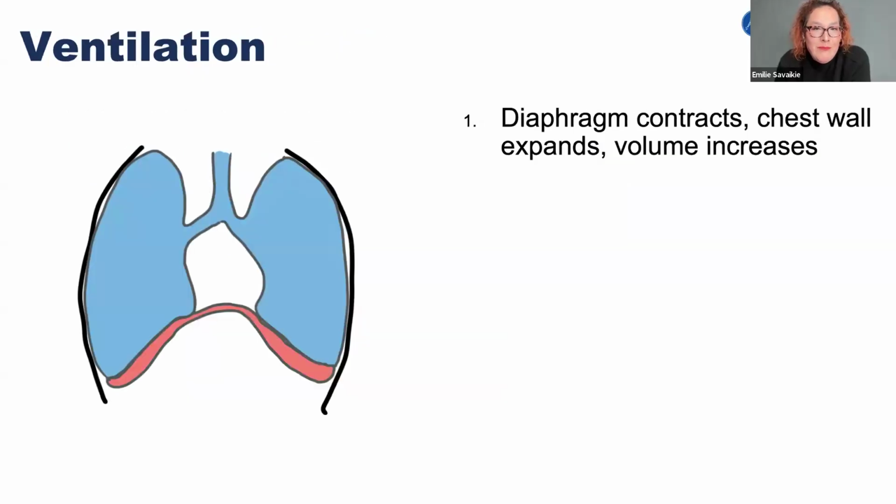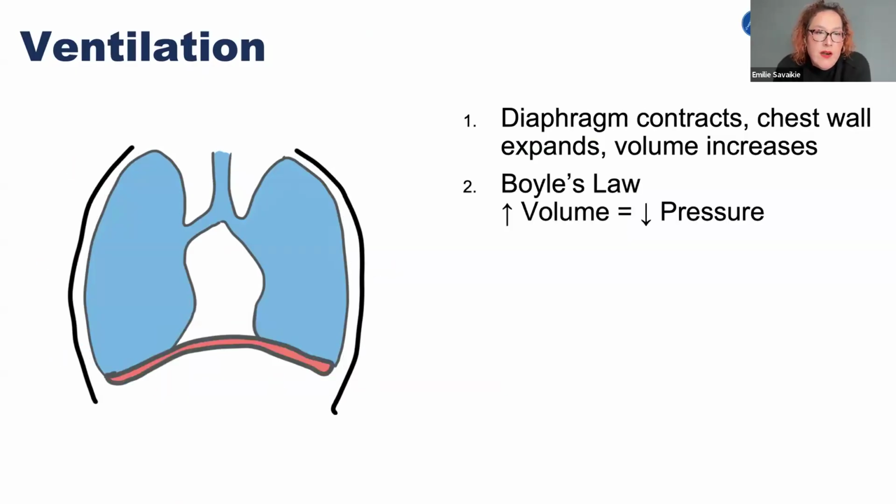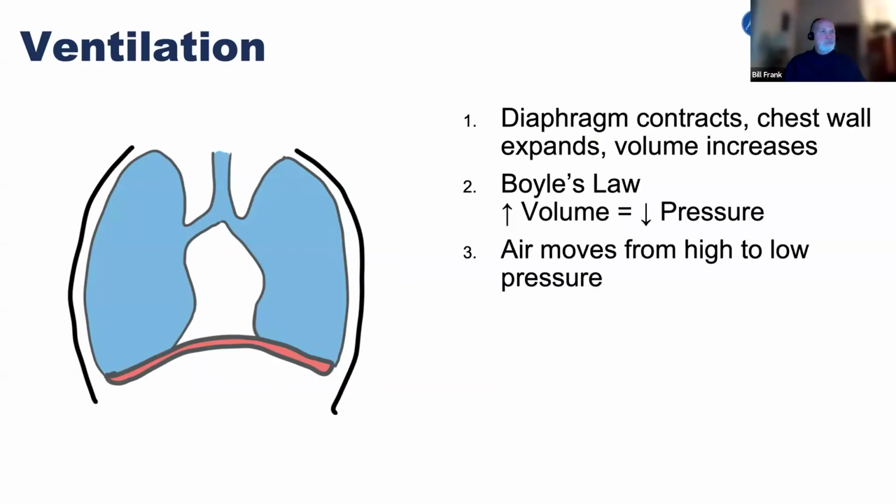So a quick going over the process of ventilation. The diaphragm contracts, the chest wall expands, and volume increases. So we see the forces there. And so the lungs are bigger, but according to Boyle's law, when volume goes up, pressure goes down. So then we're going to see air moving from high to low pressure.